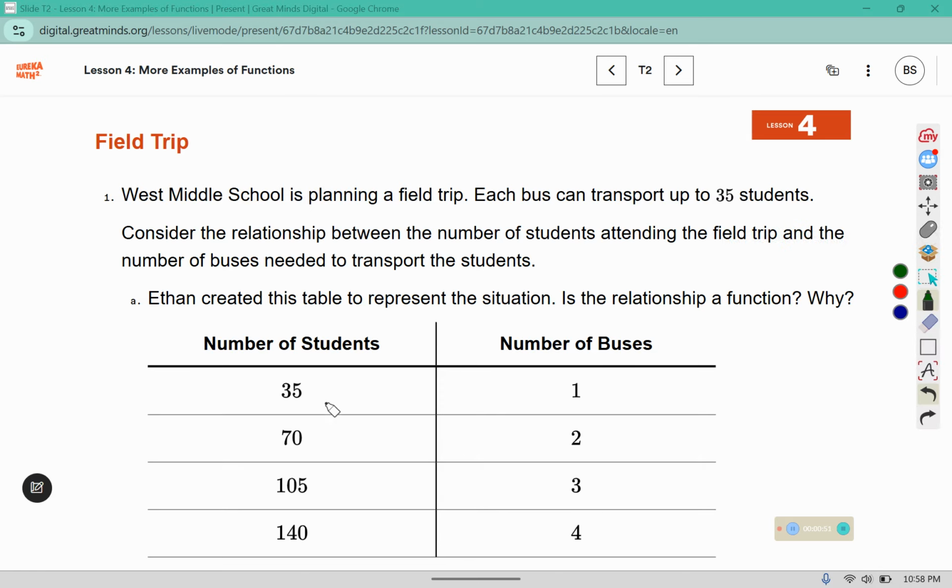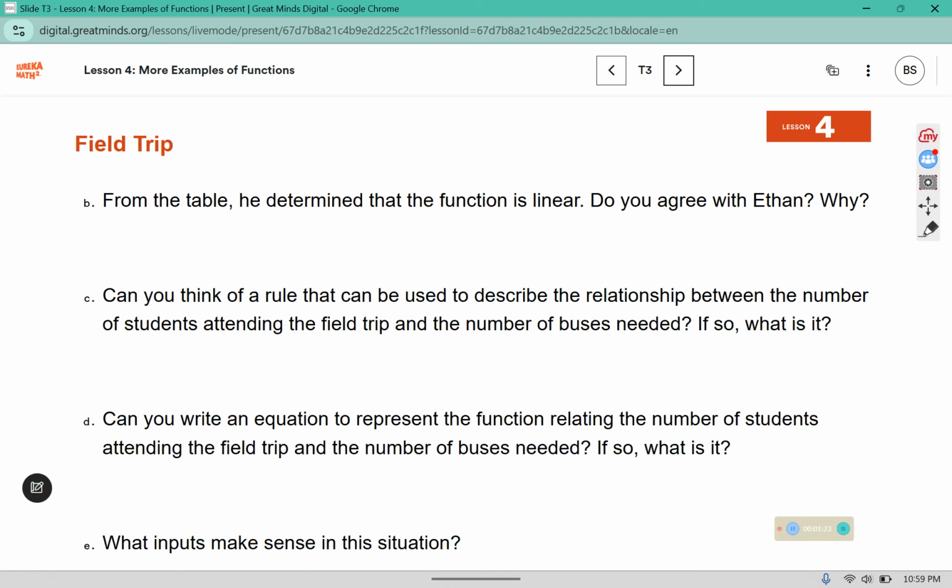Well, yes. Each input is assigned to exactly one output. You don't see 35 students needing one bus and also 35 students needing 4 buses. Each input goes to exactly one output. From the table, he determined that the function is linear. Do you agree with Ethan? Why?